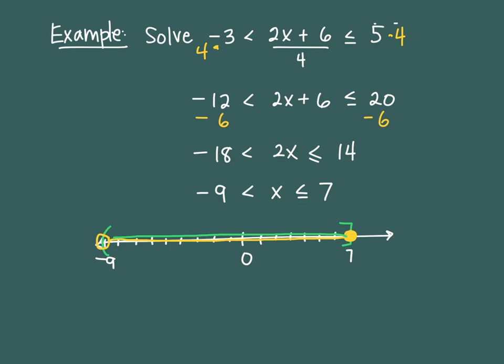So that's a sort of a review of inequalities. None of this should be brand new to you, just reviewing what you knew before. And then tomorrow we'll wrap up inequalities, which wraps up our first chapter.